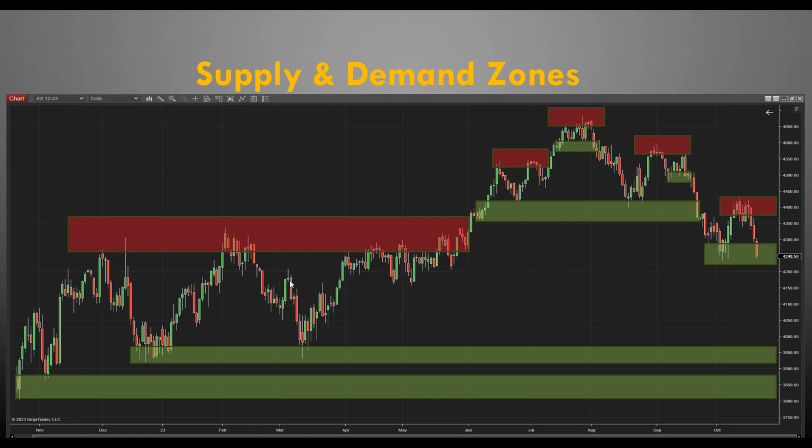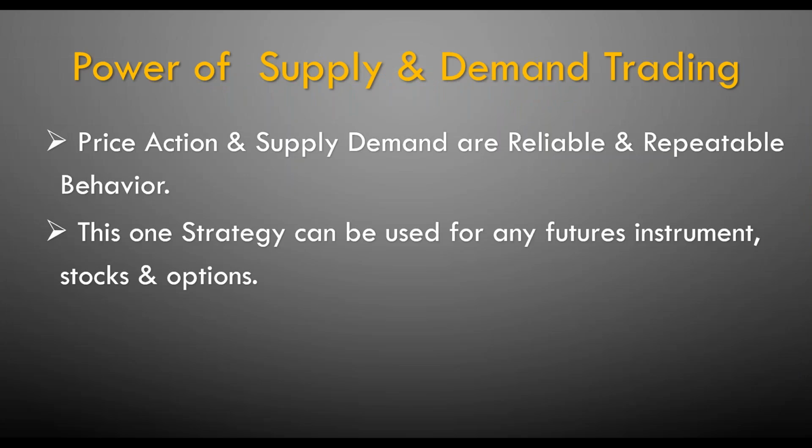On the contrary, a supply zone is where the sellers step in when the price reaches a certain zone and try to push the prices down. A lot of traders draw these lines manually. They use the strategy in different ways. This system is more reliable because it's a repeatable behavior again and again. You can always backtest the strategy on any instrument, any market, in terms of day trading, short periods, or swing trading, longer periods, even investing. It still works.